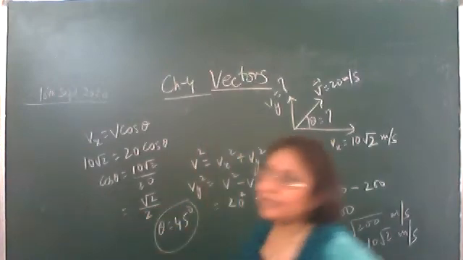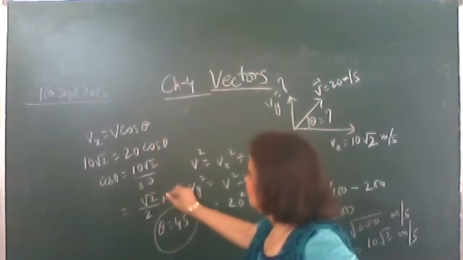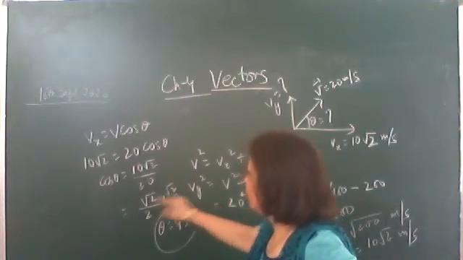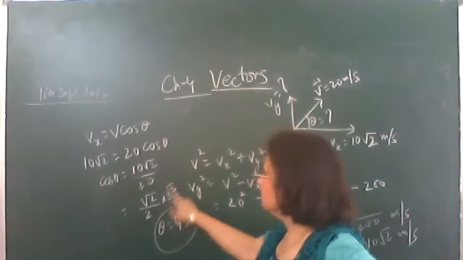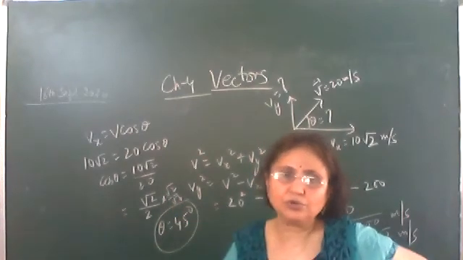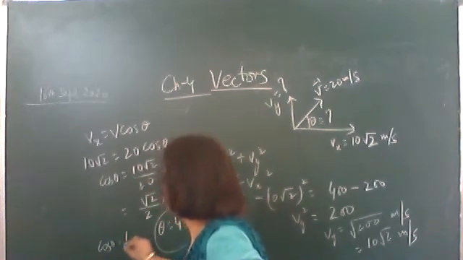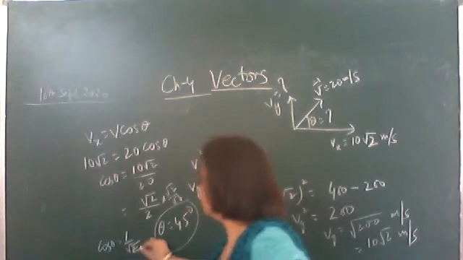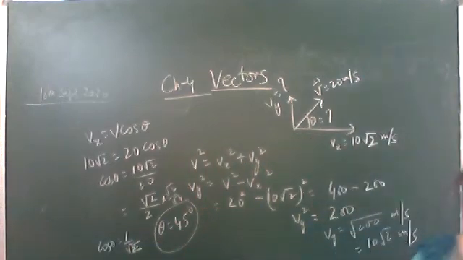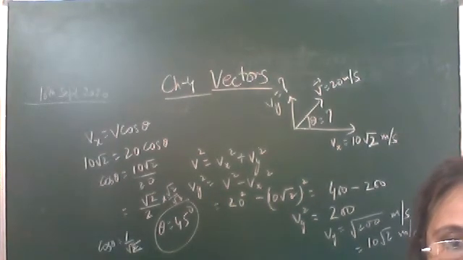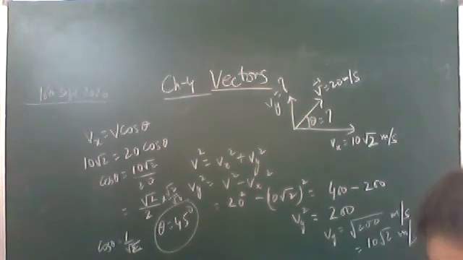So you can multiply by root 2. So what do you get? 2 upon, this 2 and 2 cancels out, 1 upon root 2. And when is the value of cos theta equal to 1 upon root 2? When theta is equal to 45 degrees. So the angle is 45 degrees. Is it clear? Yes, ma'am. Everyone? Okay.